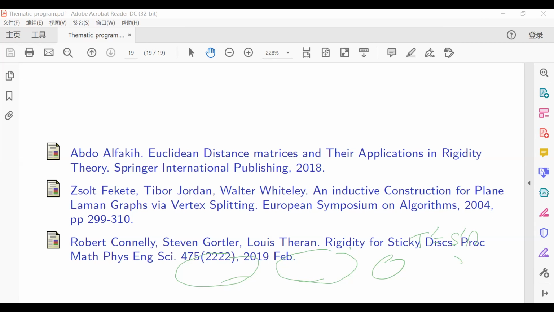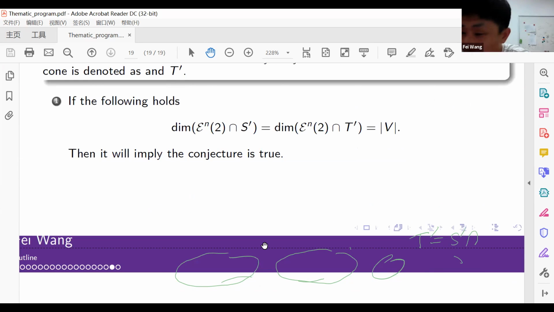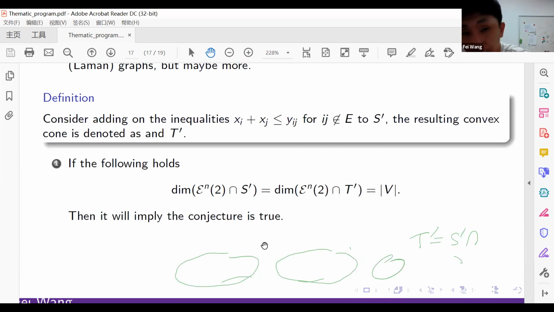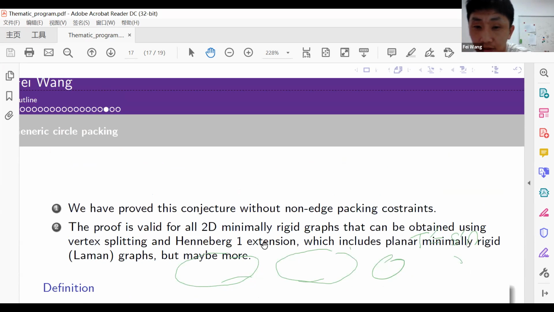So Faye, you've proved the... Sorry, I was a bit lost on this. So you haven't proved the conjecture of Connolly, Gortler, and Thurston? Yeah, we haven't proved that. We proved this without the non-edge packing constraint. Ah, okay. So you've done it for circle contact graphs or something like this. Yeah, circle contact graphs where the circles are allowed to overlap on the non-edges.